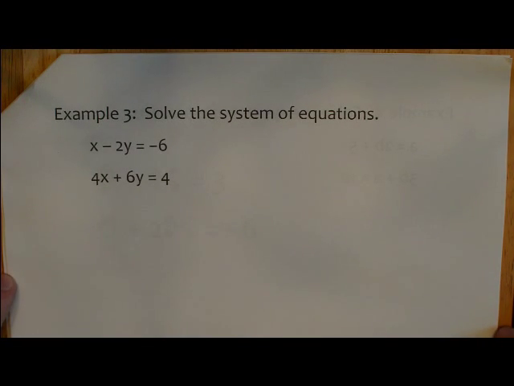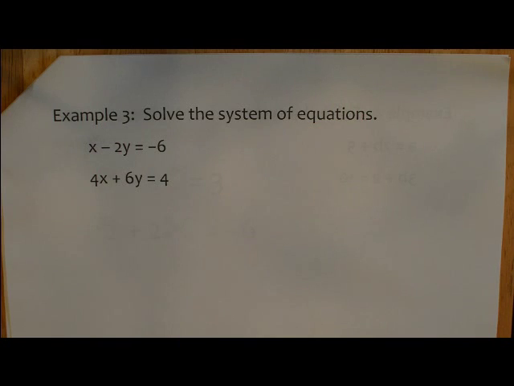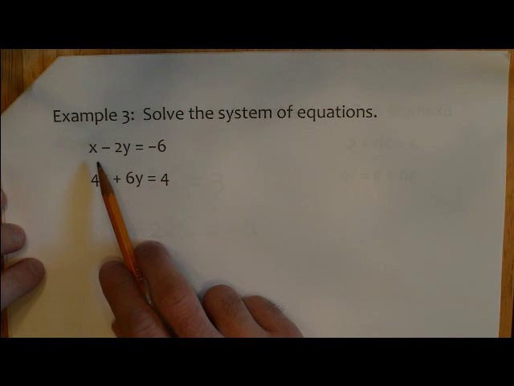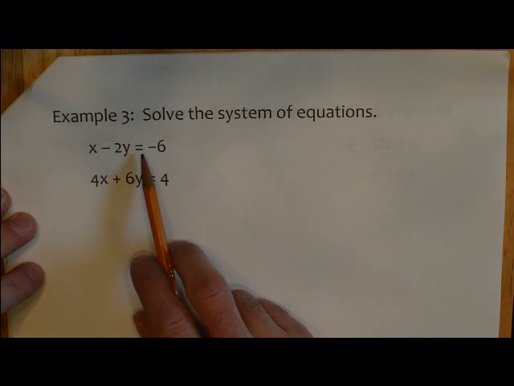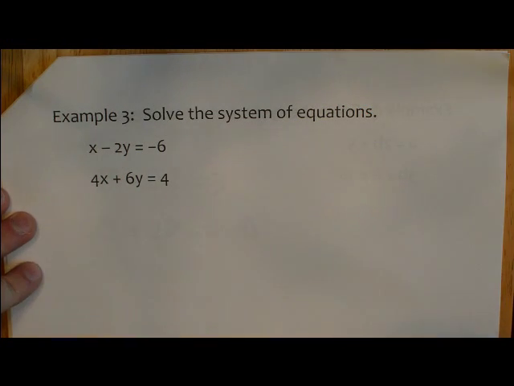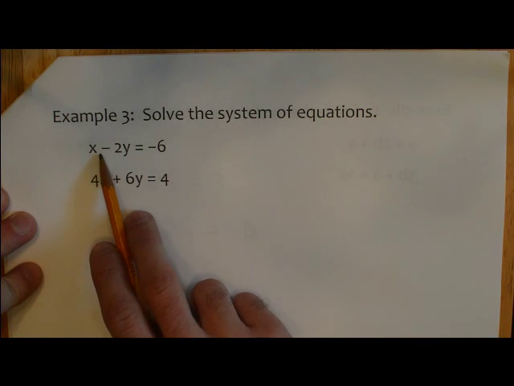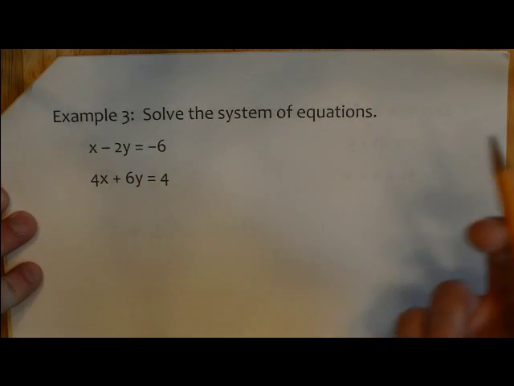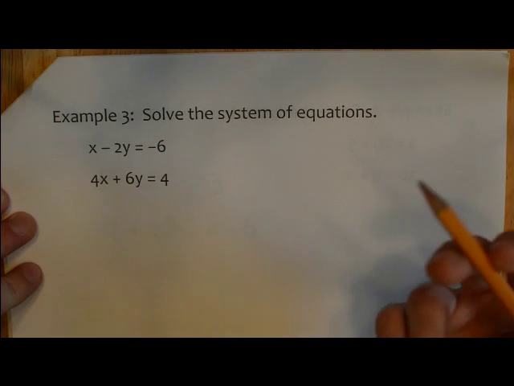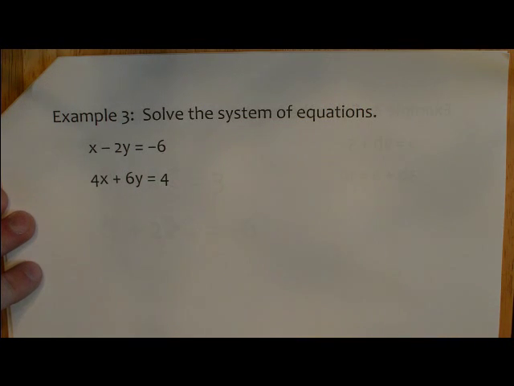Okay, we'll take a look at one more example here. The difference on this one is that we don't have a variable that's already by itself. So I have this expression x minus 2y that's equal to negative 6. Well, I guess if I saw an x minus 2y, I could replace it with a negative 6. Or if I saw a negative 6, I could replace it with x minus 2y. That's not very helpful though.